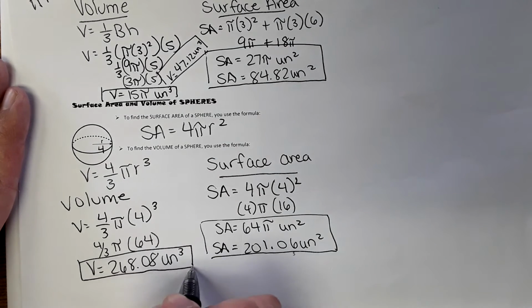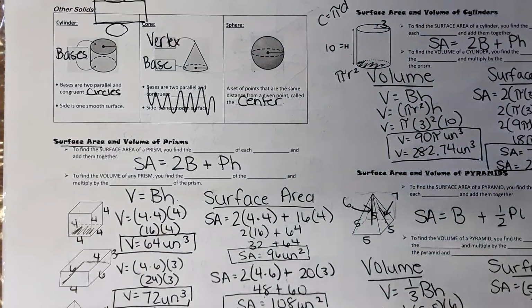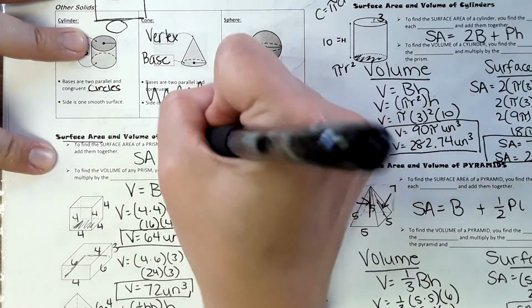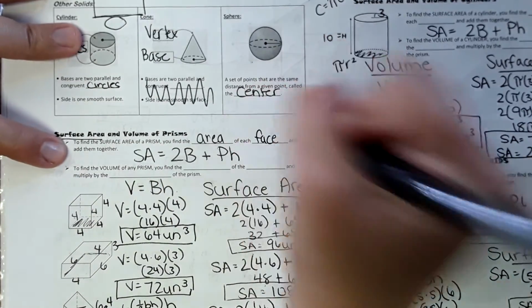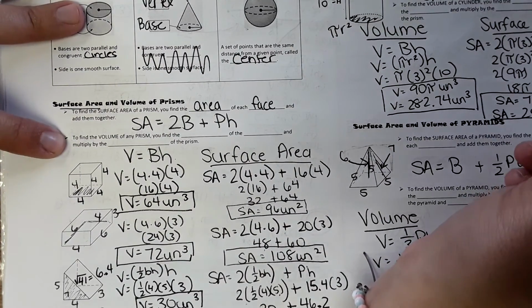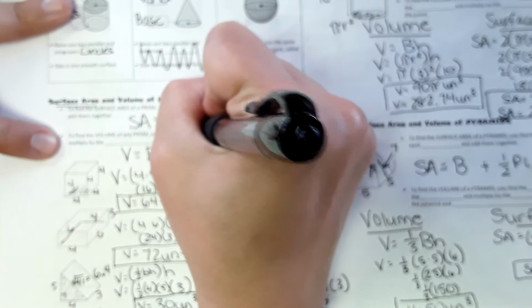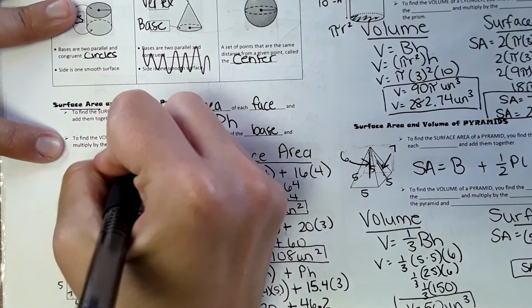Okay. And the last step, we didn't fill in any of the blanks, so let's go through and fill in the blanks for each one of these. Okay, so to find the surface area of a prism, you find the area of each face and add it together. We'll use the equation, which does that. To find the volume of a prism, you find the area of the base and multiply by the height.